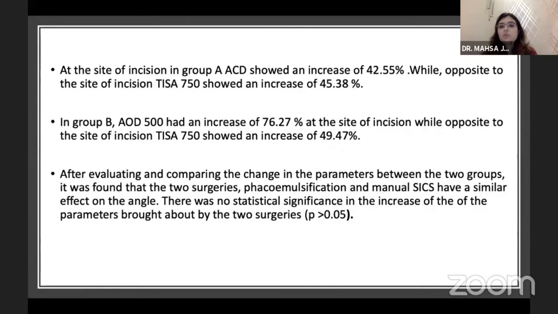In Group A, the parameter that showed maximum increase was TISA 750, which showed an increase of about 45%. And in Group B, that is the patients who had undergone manual SICS, the parameter to show maximum increase was TISA 750, which had an increase of 49%. After evaluating and comparing the results of both the groups, what we found out was that the changes brought about in the angle parameters were similar in both phaco and manual SICS. And the changes were similar at the site of incision and the site opposite to it.